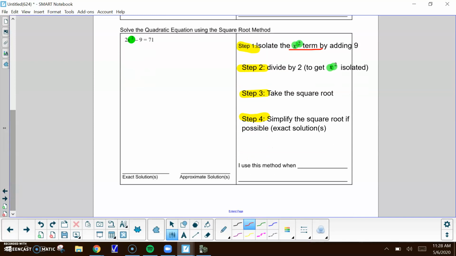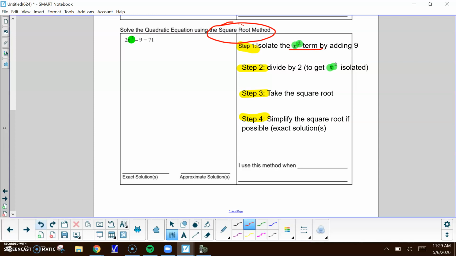We're going to solve the quadratic equation by using the square root method. Why the square root method? As you can see, there is an x squared term, and then there's no x term. So if you see that in the equation, you are going to use the square root method. You have to know, but it's a little easier.